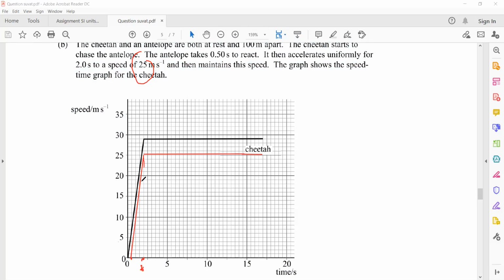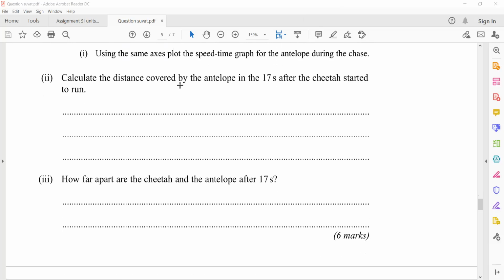How to find the area under the graph? The triangle is there in the speed-time graph, so a triangle and a rectangle, and you'll get the distance traveled. Or you can first find the distance traveled in 2 seconds, then with the constant speed find that distance, and then sum them to get the total distance in 15 seconds, and the total distance in 17 seconds.